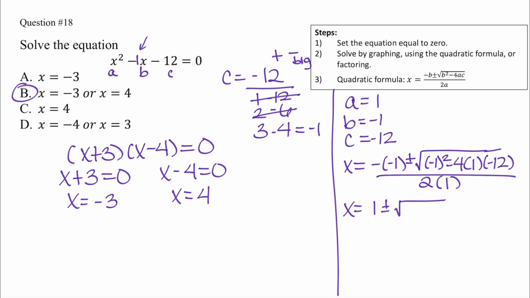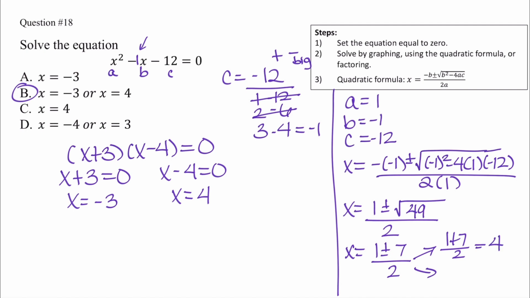And then I'm just going to do the second part on my calculator. So I have 1 minus 4 times 1 times negative 12. So that's going to be 49. And that's over 2. So this is going to be x equals 1 plus or minus the square root of 49, which is 7, over 2. So that gives you two solutions, which is 1 plus 7 over 2, which equals 8 over 2, so that's 4. 1 minus 7 over 2, which is negative 6 over 2, so that's negative 3. Okay, so you get the same solution either way.